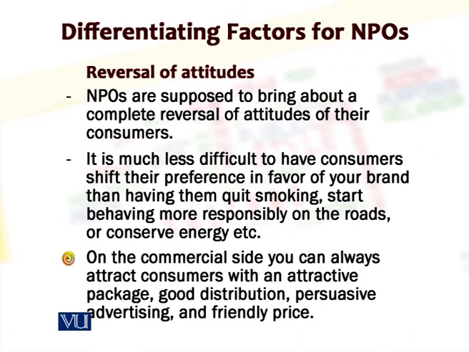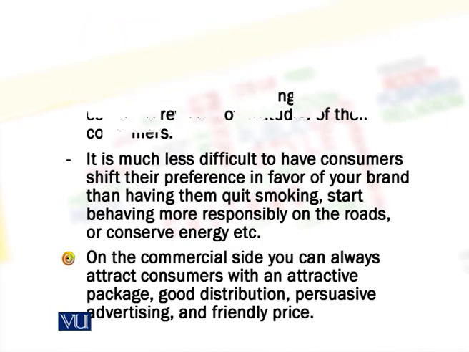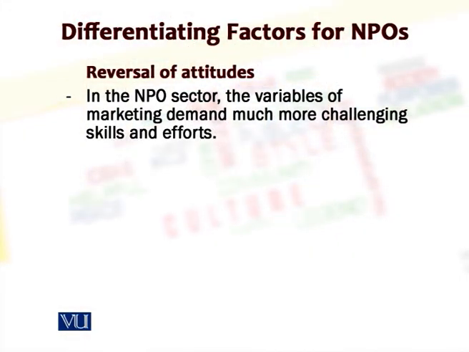So what is the equivalent of this kind of situation on the commercial side? On the commercial side, the managers come up with all the variables of the marketing mix and give a good product, which is well packaged, very well priced, widely distributed, and supported by good promotional programs. This is how the marketing people come up with something very appealing. Conversely, on the NPO side, they have to bring into play the variables of the marketing mix, just like their counterparts on the commercial side, but with a lot more challenges, skill and effort.